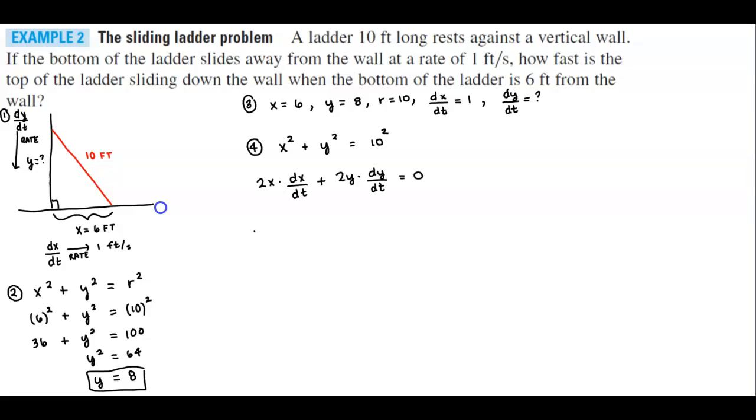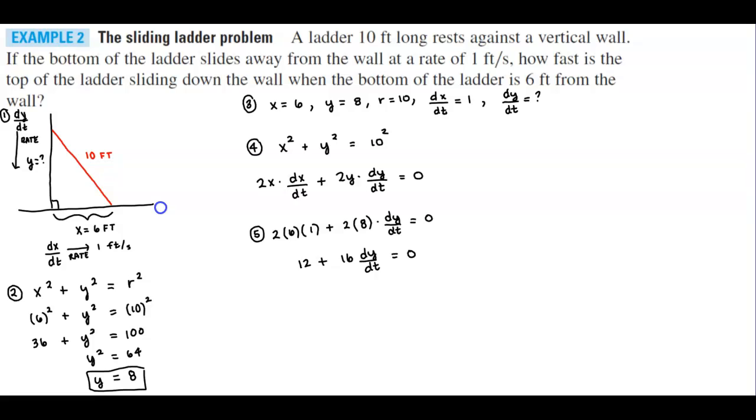Now that we have the derivative, we can plug in the information. This is going to be 2 times x, which we know is 6, times dx over dt, which is equal to 1, plus 2 times y, which we know is 8, times dy over dt, since that is what we're looking for. Now we want to solve, so let's multiply this out. 2 times 6 times 1 is 12, plus 16 times dy over dt, and that equals 0.